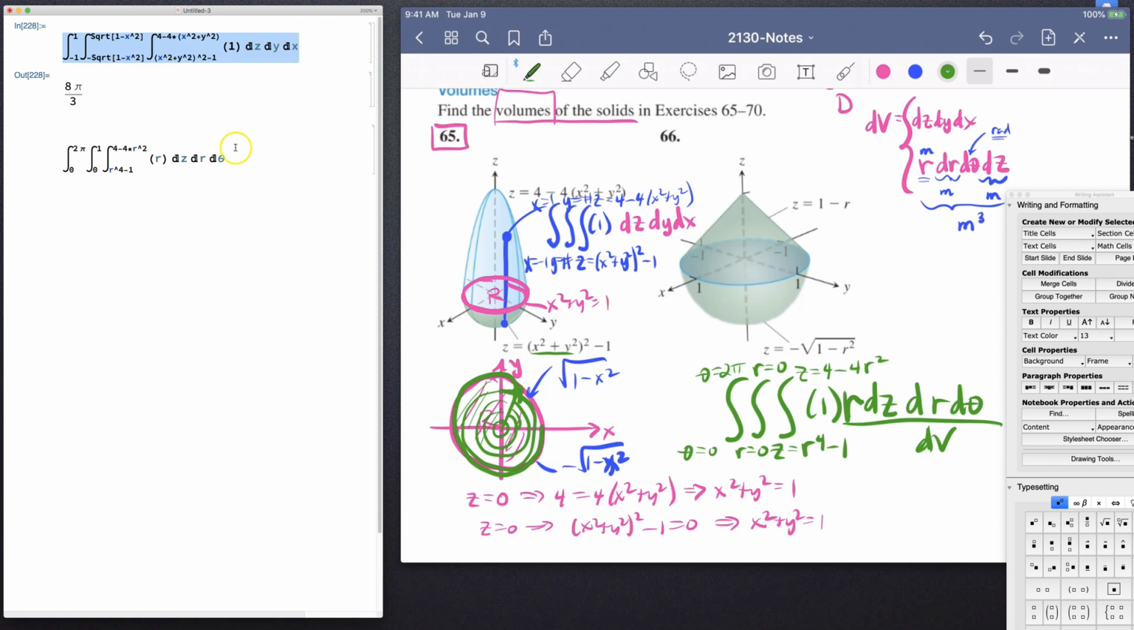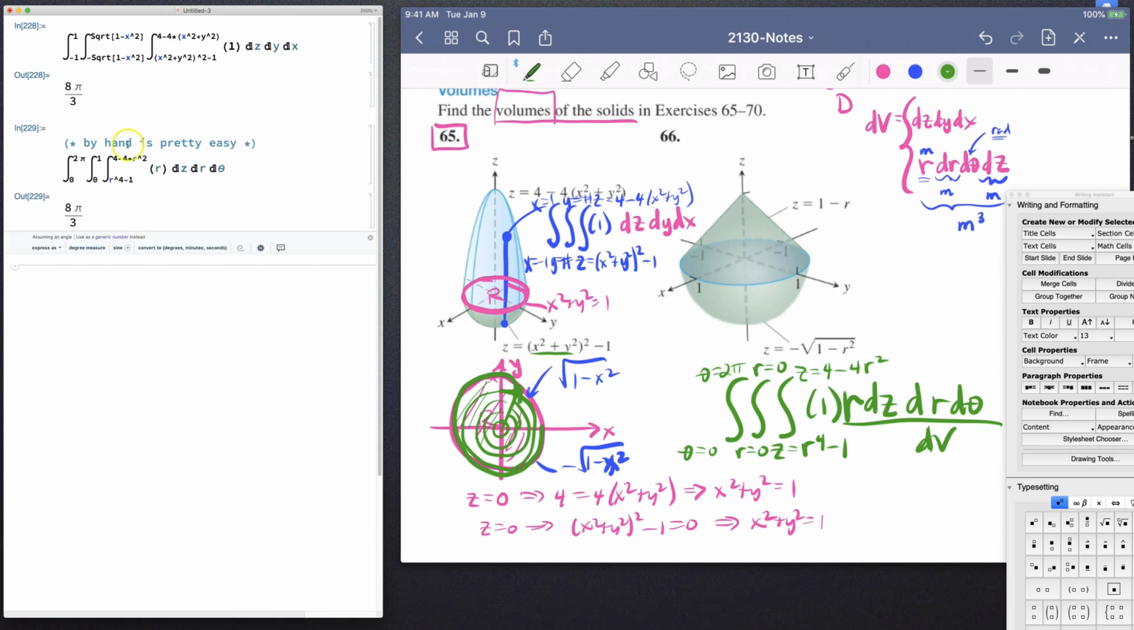So if we evaluate both of these integrals, this one may be hard to compute by hand, but the computer handled it and didn't seem to take too long. This is the easier integral to do by hand, and it is pretty easy. When you evaluate this integral by hand, you get the same answer, 8 pi over 3.